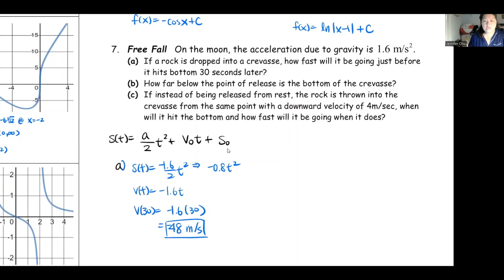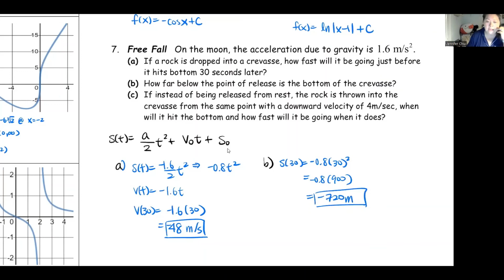Okay. Then it says how far below the point of release is the bottom of the crevasse. So I know that at 30 seconds it hits the bottom of the crevasse, right? So if I plug 30 into my position function, I will know how deep it is down after 30 seconds. That is how deep the hole is. So S of 30 equals negative 0.8 times 30 squared. So negative 0.8 times 900. Your crevasse is 720 meters below ground level.